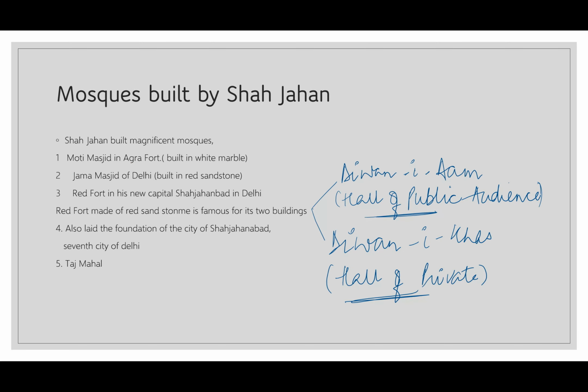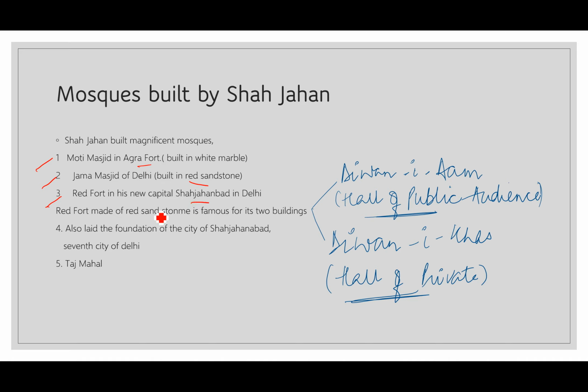Right, then there are certain mosques and buildings which were built by Shah Jahan. First is Moti Masjid in Agra Fort, built in white marble. Then is Jama Masjid of Delhi, built in red sandstone. Then is the Red Fort in his capital Shah Jahanabad in Delhi. So again I'll tell you, name the buildings built by Shah Jahan: Moti Masjid, Jama Masjid and the Red Fort. Moti Masjid was built in Agra Fort in white marble, Jama Masjid in red sandstone, and the Red Fort in his own capital Shah Jahanabad in Delhi.